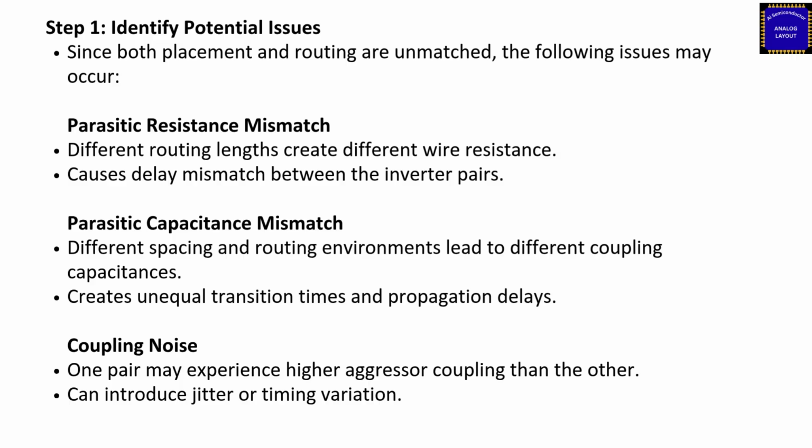Parasitic capacitance mismatch. Different spacing and routing environments lead to different coupling capacitances. Creates unequal transition times and propagation delays. Coupling noise. One pair may experience higher aggressor coupling than the other. Can introduce jitter or timing variation.